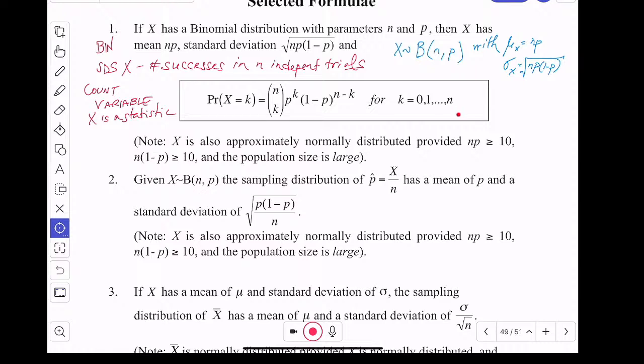So this is what you use when it's not the case. You have to count one by one, and if it is the case, then you use the properties given here, that x is approximately normal with a mean of np and a standard deviation of the square root of np(1 minus p), to make estimations.